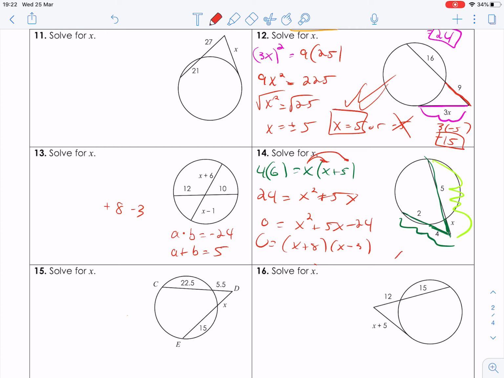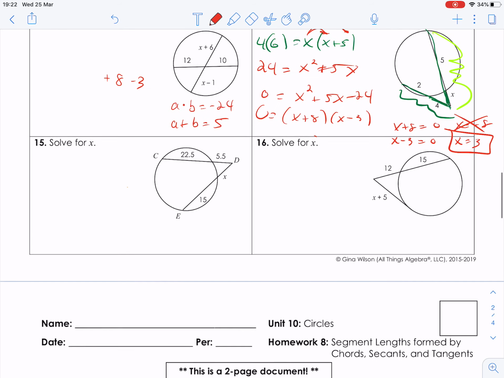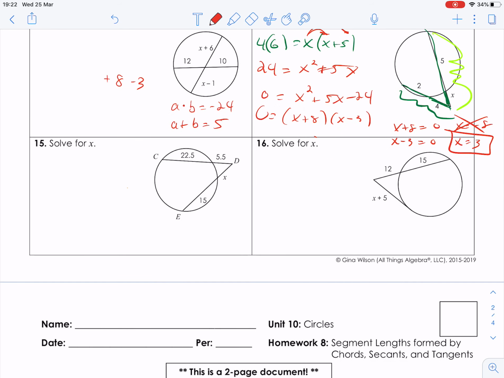Set each equal to 0, so we get x plus 8 equals 0 and x minus 3 equals 0. So x equals negative 8 and x equals 3. We can't have a negative 8, so our answer is x equals 3. There we go. Glad we did the algebra review, I suppose. And here we go again.